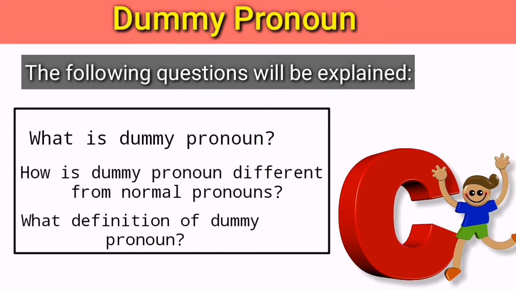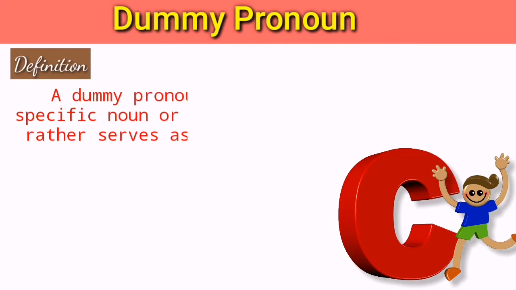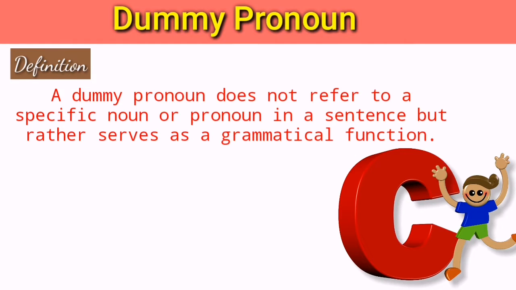But before I explain it, let me just define it, and after that I'll give you examples so then you will understand it. So the definition is: a demi-pronoun does not refer to a specific noun or pronoun in a sentence, but rather serves as a grammatical function. What does it mean by this definition? Simply, it means that a demi-pronoun is that kind of pronoun which does not refer to a noun in a sentence as a normal pronoun refers to a noun mentioned before in a sentence. Rather, it just fills the subject position.